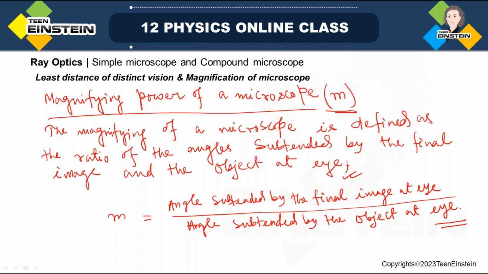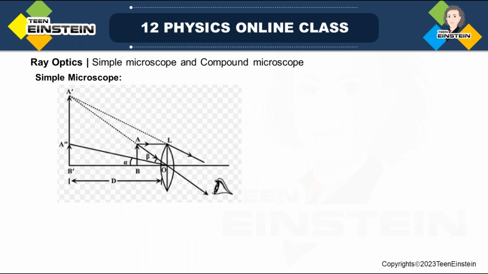Now we'll move on to the simple microscope. So what is a simple microscope? It is just a magnifying glass having short focal length. Magnifying glass means convex lens, just a magnifying glass, a convex lens having short focal length.